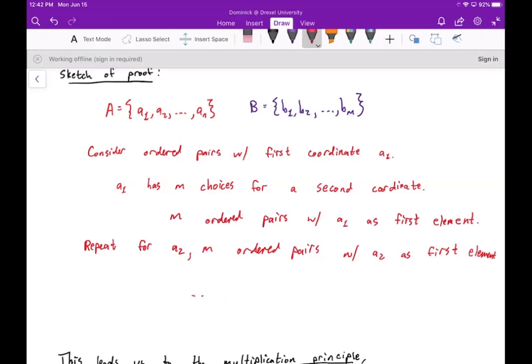Because I could take the m elements for a1 plus the m elements for a2 plus the m elements for the last one. And here there are n of these m's. So of course, this is just multiplication. This is just n times m. All right, and that's sort of the idea behind the proof.